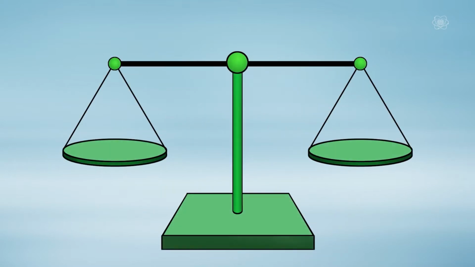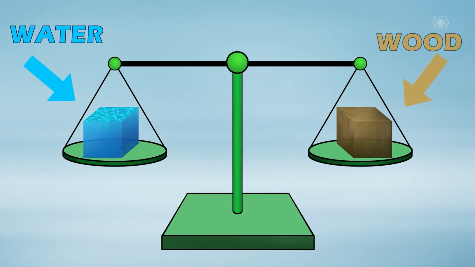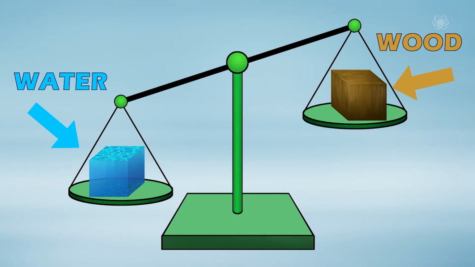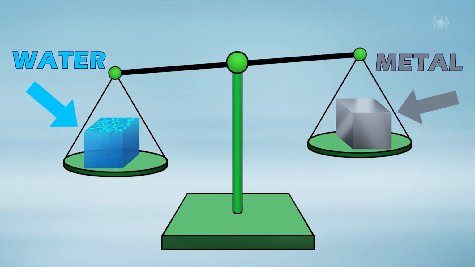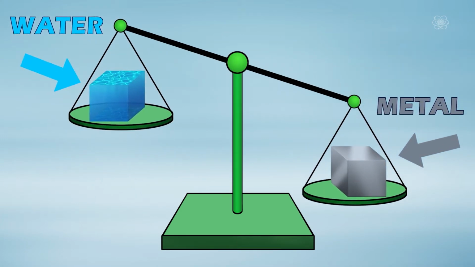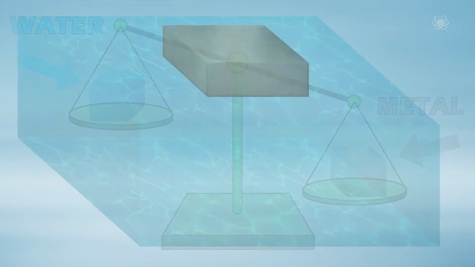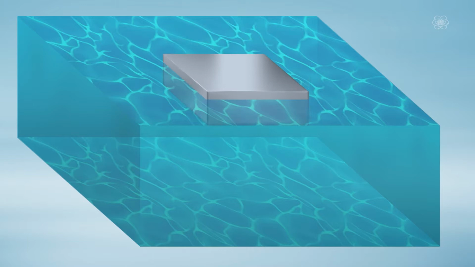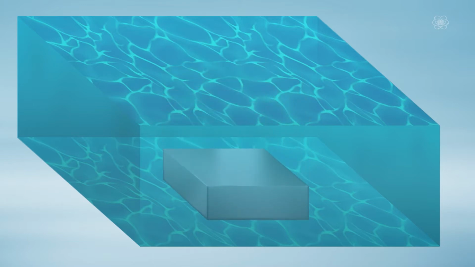Imagine a scale with a block of water on one side and the same size block of wood on the other. Given the same volume, the water is heavier for its size and it will tip the scale. The block of wood is less dense than water, so it would sit on top, which is why wood floats on water. If we swap out that block of wood for the same size block of metal, we can see that the metal is heavier, so we can see why the water would be on top. The metal block is more dense than water, so it would sit on the bottom. If an object floats, it's because it's less dense than the fluid it's sitting on. And if an object sinks, it's because it's more dense than the fluid it was put into.